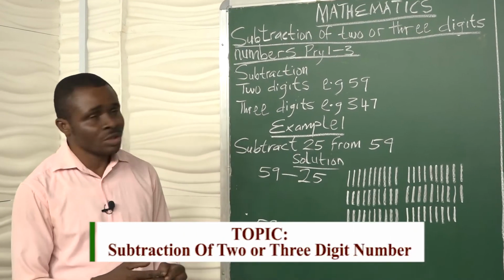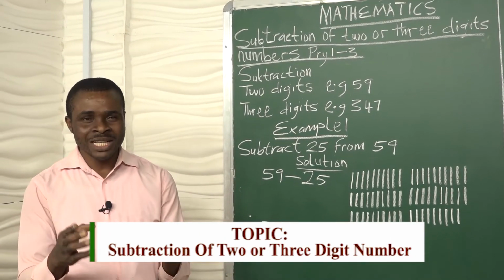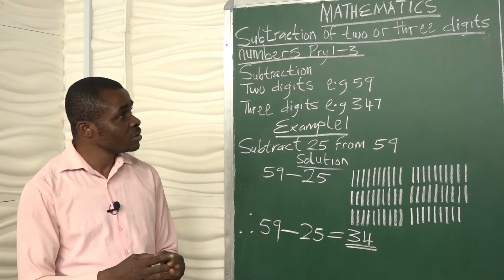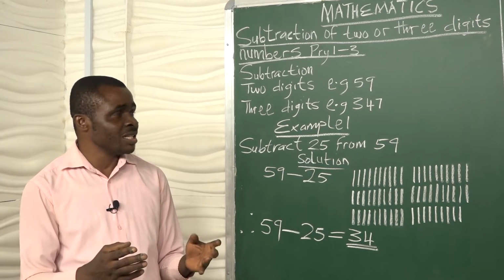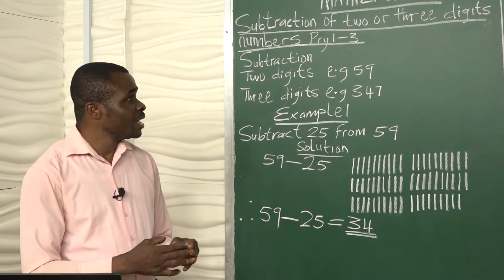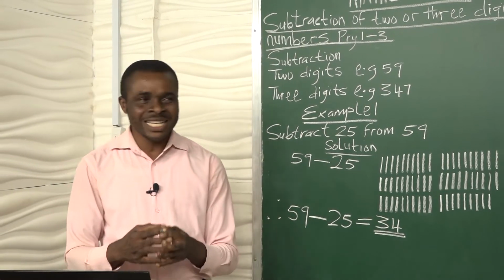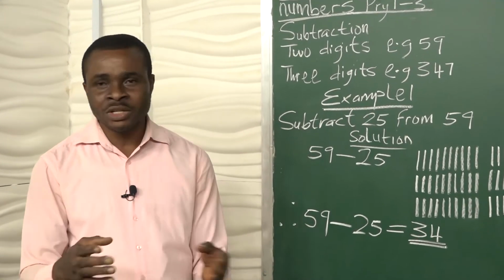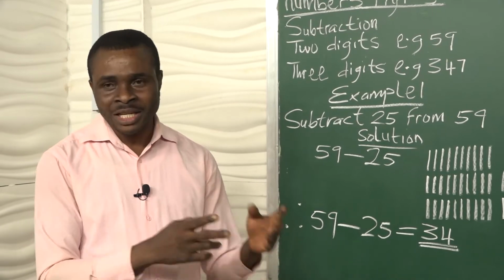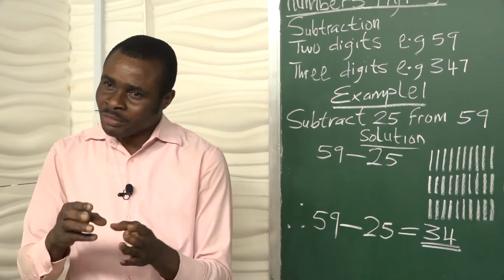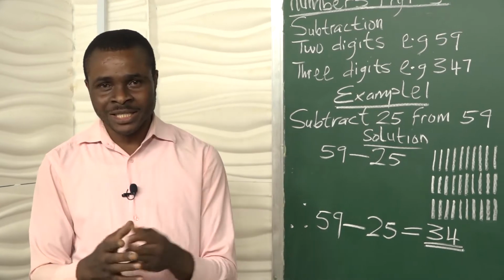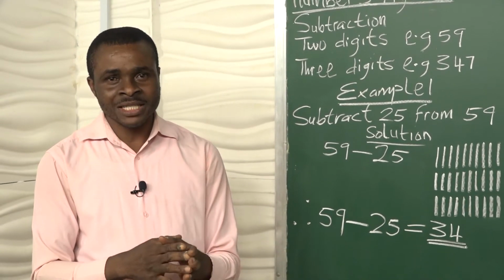Now, before we go into the work proper, we need to consider each of the words in the topic: subtraction, and 2 or 3 digits. The word subtraction means take away from, remove from. You are given a particular number and you say subtract this from it. You have to take away that one from the other one. That is subtraction.